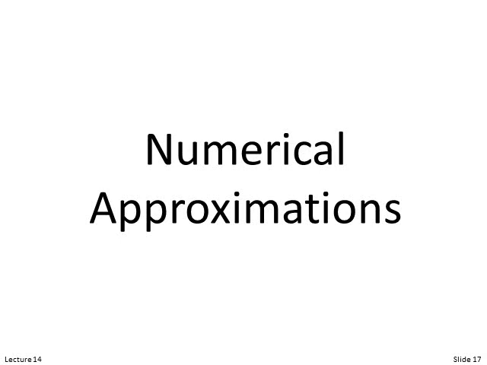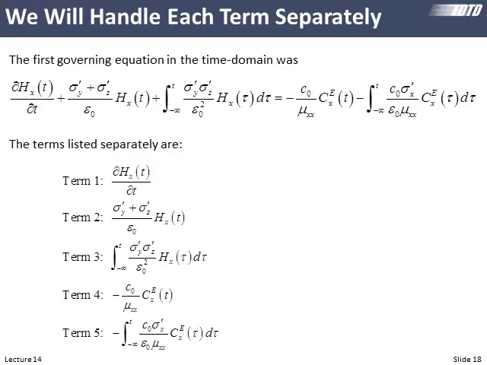So we have our time domain equations. Our next step is to approximate these numerically. Our integrals become summations, our derivatives become finite differences. So here's a repeat of our first equation in the time domain, and here are the 5 different terms that it contains. We will handle each one separately.